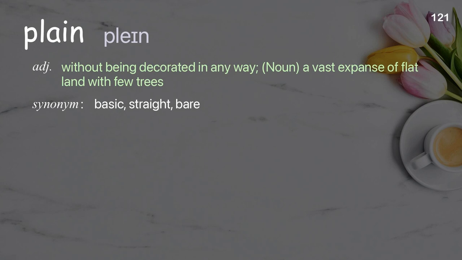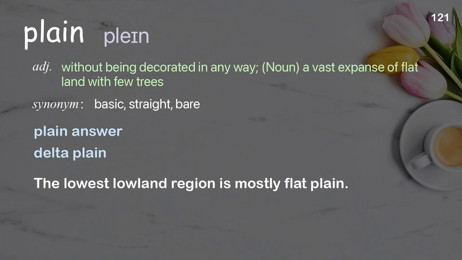Plain. Without being decorated in any way; noun, a vast expanse of flat land with few trees. Examples. Plain answer. Delta plain. The lowest lowland region is mostly flat plain.